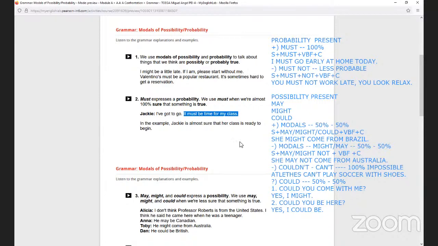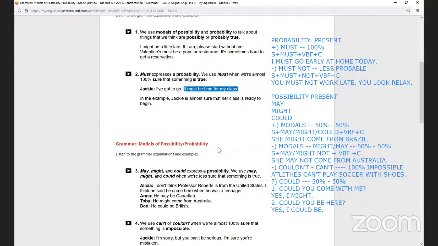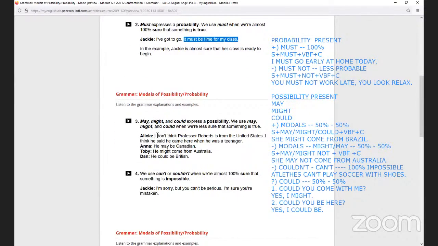En cambio, possibility es, por ejemplo, acá, ¿no? Que dice Alicia. I don't think Professor Robert is from United States. Yo no creo, dice, ¿no? Que el profesor Robert sea de Estados Unidos. I think, yo pienso que él vino aquí cuando él era joven.